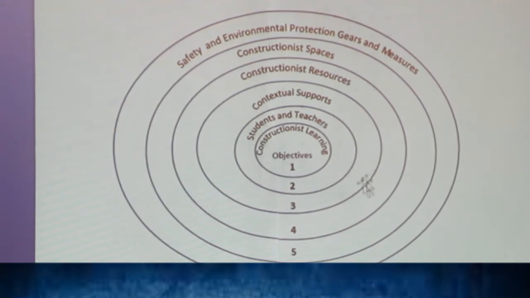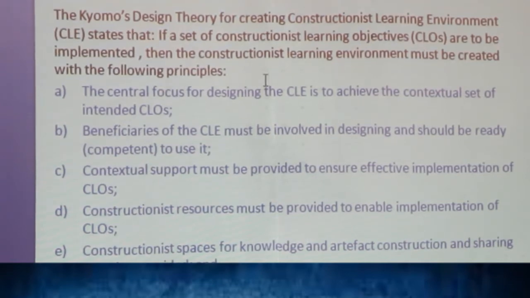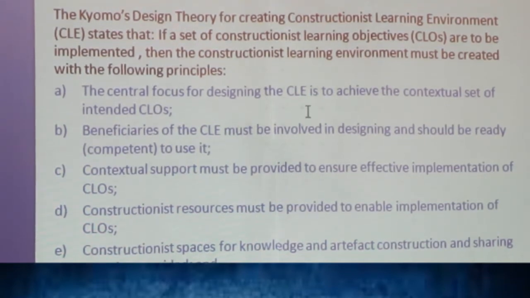So there are 6 ellipses for this model, which can be used for creating a constructionist learning environment in whatever context. The theory also can be stated from these cycles, but let us see the theory. Kyomo's design theory for creating constructionist learning environment states that if a set of constructionist learning objectives, CLOs, are to be implemented, then the constructionist learning environment must be created with the following principles.